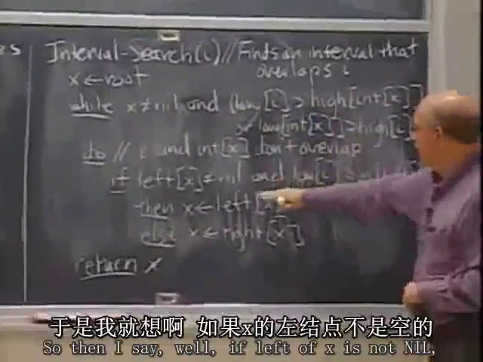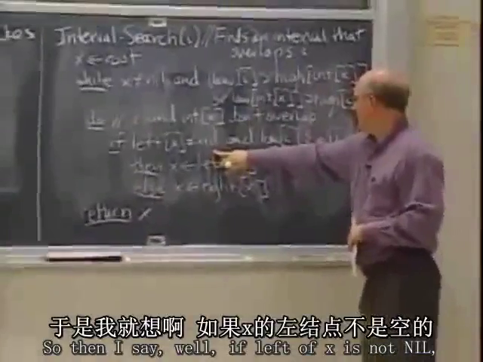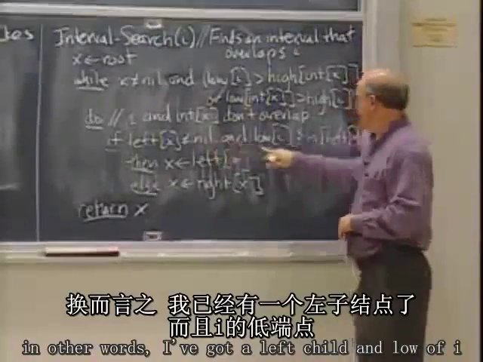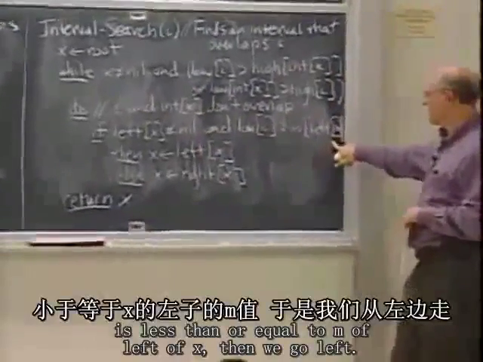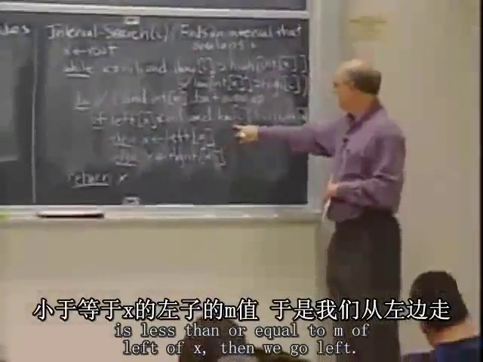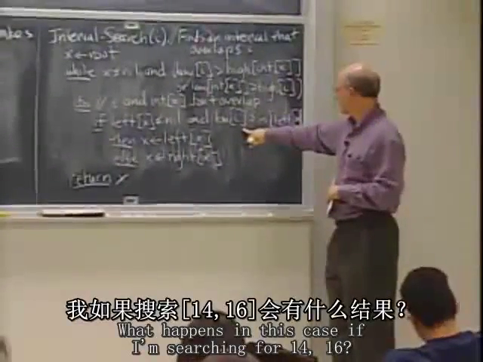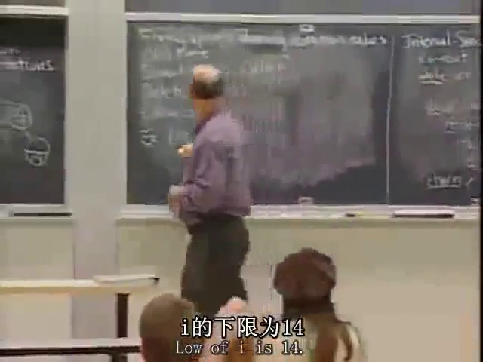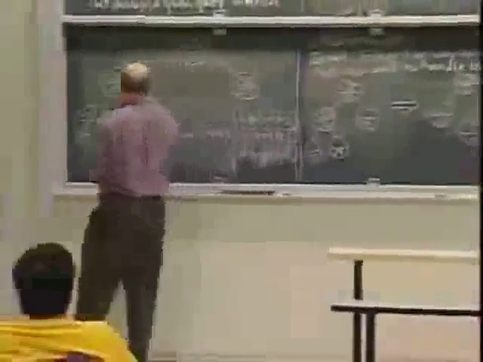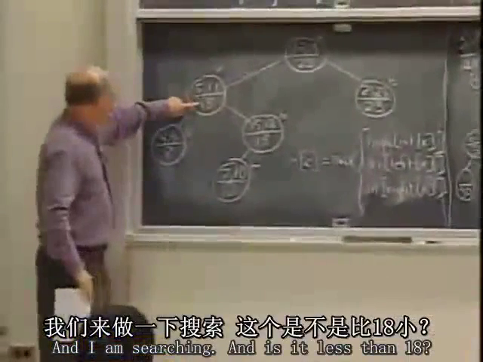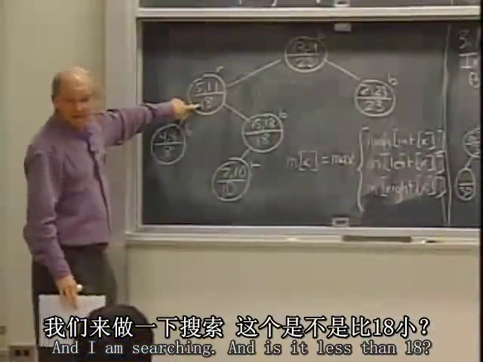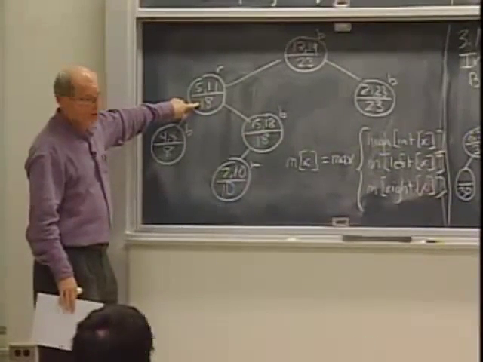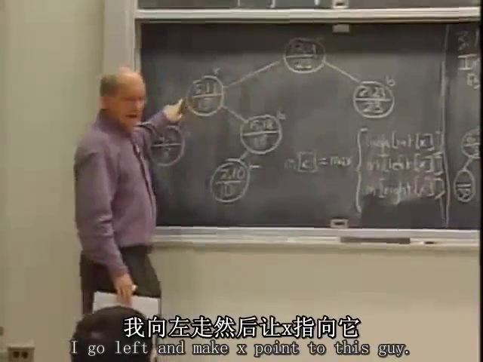So here it says they don't overlap. Then I say, if left of x is not nil, in other words I have a left child, and low of I is less than or equal to m of left of x, then we go left. What happens if I'm searching for 14, 16? Is the low of I less than or equal to m of left of x? The low of I is 14, and is it less than 18? Yes. So I go left. I make x point to this node.